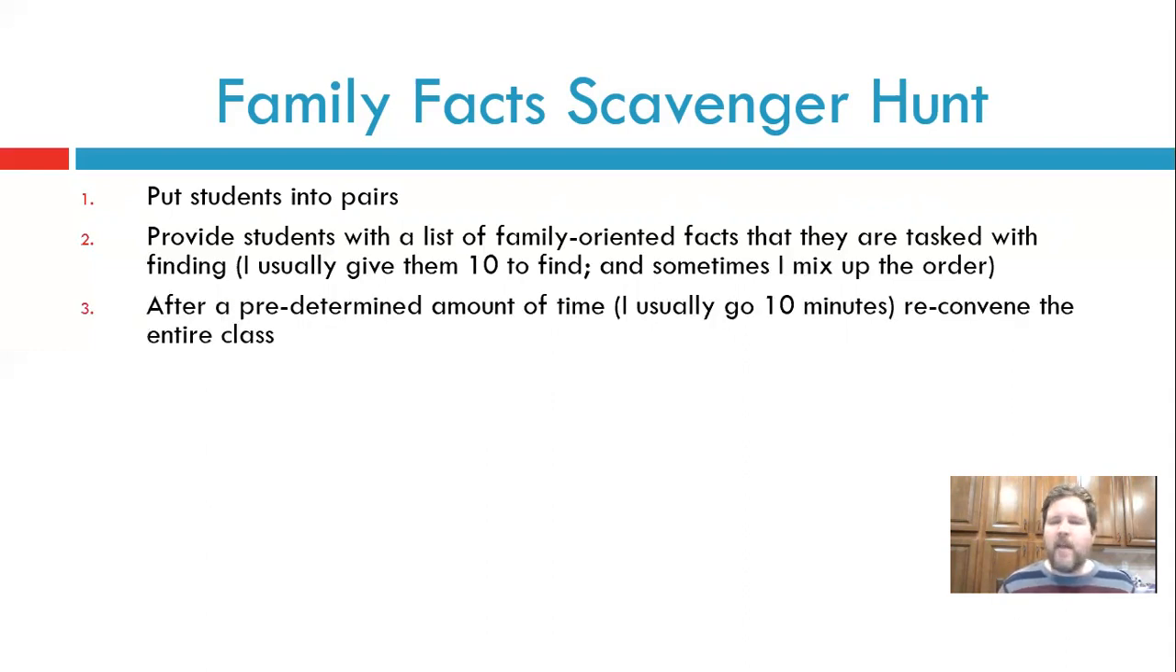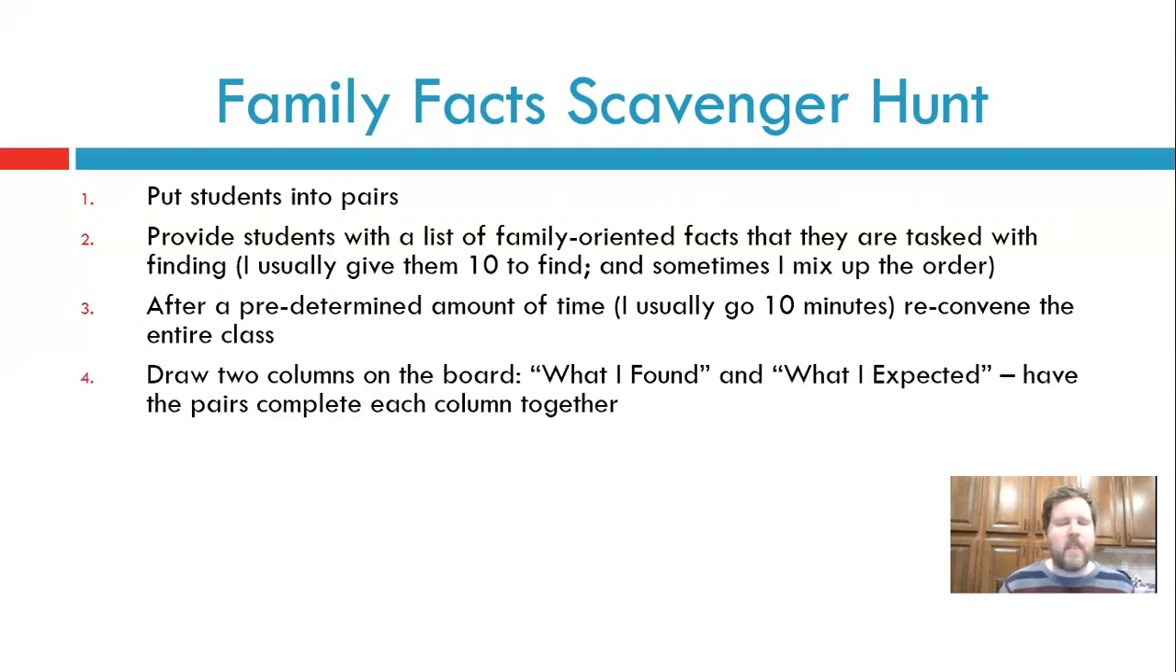After a predetermined amount of time, I usually go about 10 minutes, I reconvene the entire class, and then I draw 2 columns on the board. One of those columns is what I found, and the other is what I expected. And then I return them to their pairs so they complete each column together.